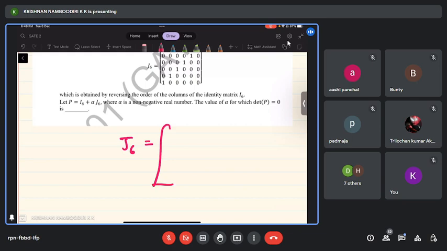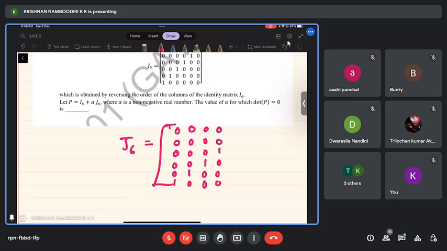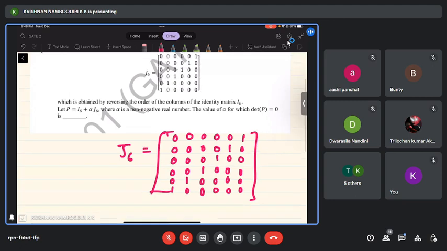This matrix is obtained by some permutation applying on the identity matrix. What does that mean? Say I have the matrix like this. Okay. So this is the matrix given, J6. Only 6 elements are non-zero. They are 1 through this off diagonal, and all the other elements are 0.